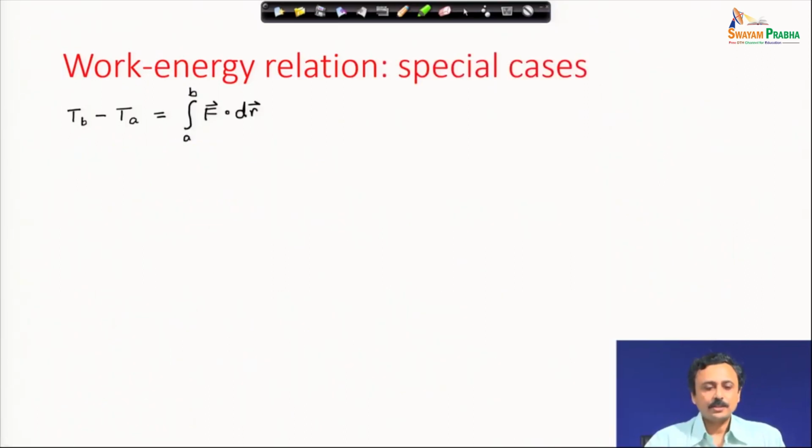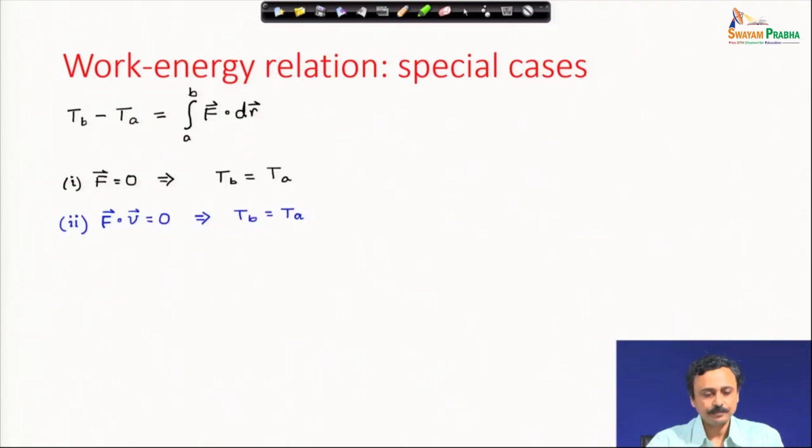Let us look at some special cases of the work energy relation. The first special case is when force equal to 0. Simplest case, kinetic energy will not change, of course, because right hand side is 0. Therefore, kinetic energy at position B must be equal to kinetic energy at position A. Therefore, there is no change in kinetic energy as the particle moves under 0 force or force is balanced. If F dot v is 0, F dot v is nothing but power. Therefore, if power input is 0, then again kinetic energy will not change.